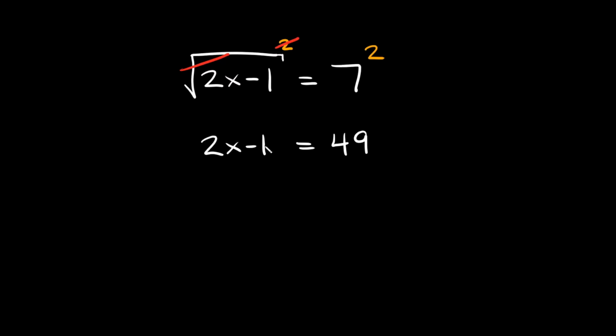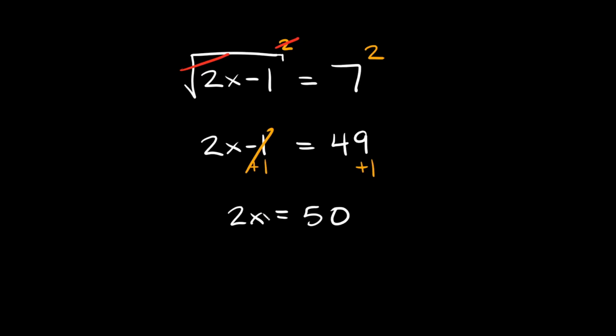So the first thing we're going to do is get rid of this minus 1 by adding 1. And what we do to one side, we do to the other, right? So then on this side, minus 1 plus 1, those cancel out. And we're just left with 2x is equal to, and on this side, 49 plus 1 is equal to 50.